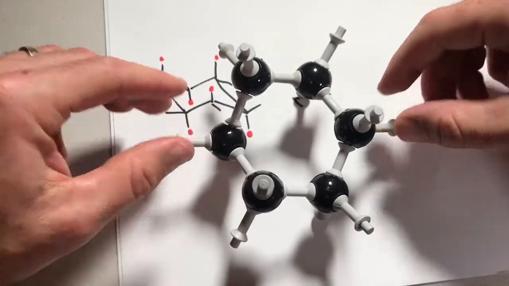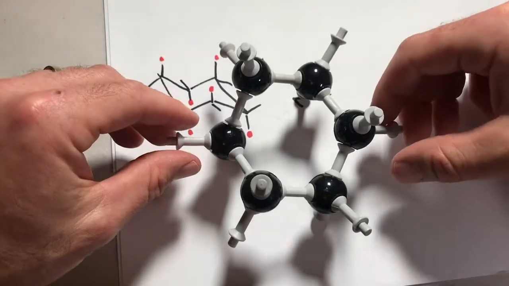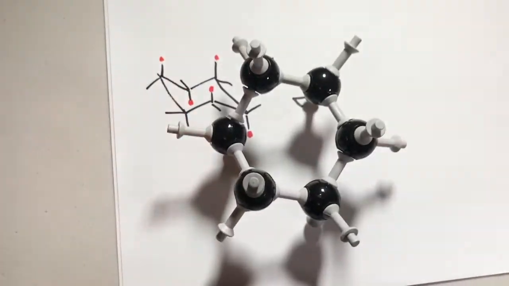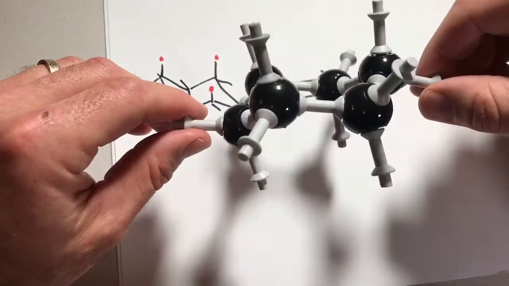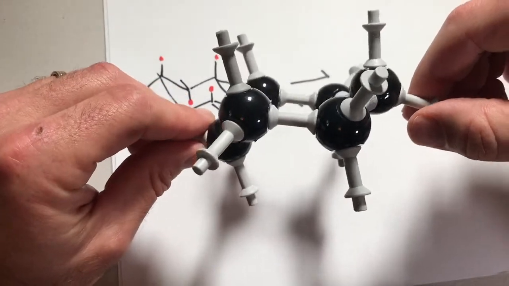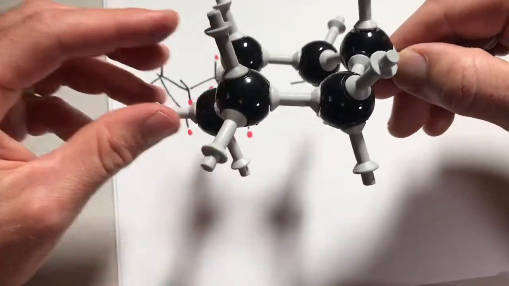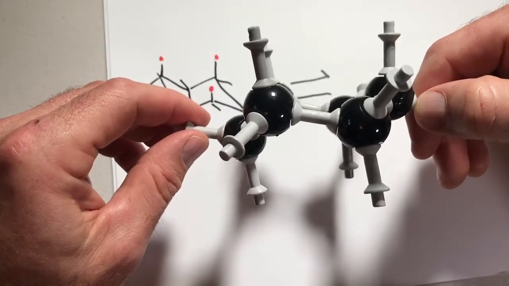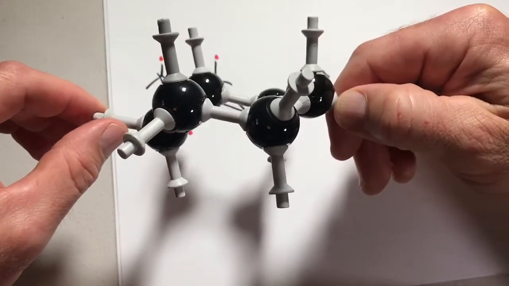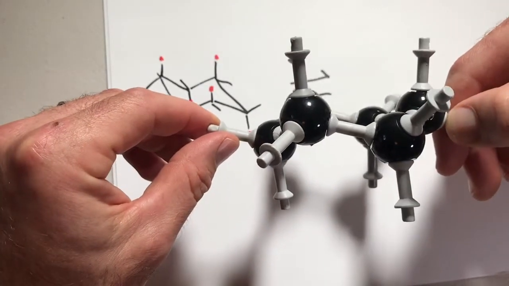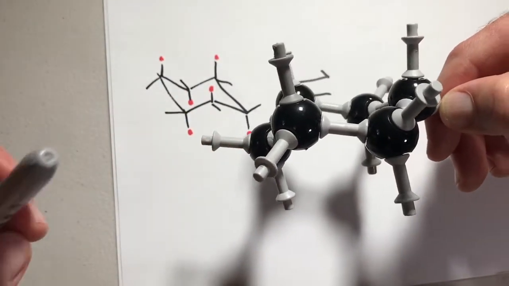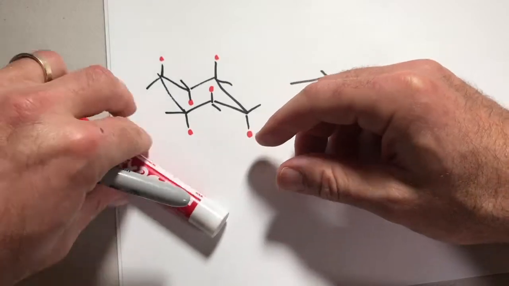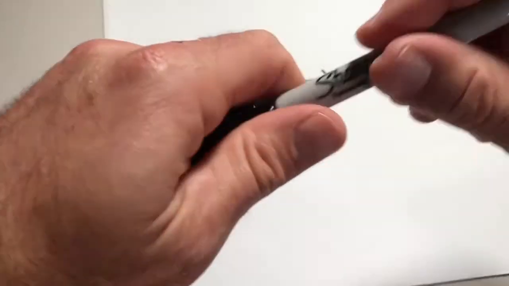What I like to do is put my model kit down and make sure that those axial positions all provide a really nice chair, so that way I know I've done my chair flip correctly. And now we're going to go through, and you'll notice that by inverting the chair, the slope of the seat has changed a little bit, and that's one thing that helps me out when I have to redraw one of these things.